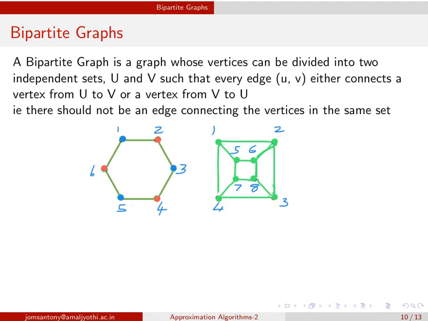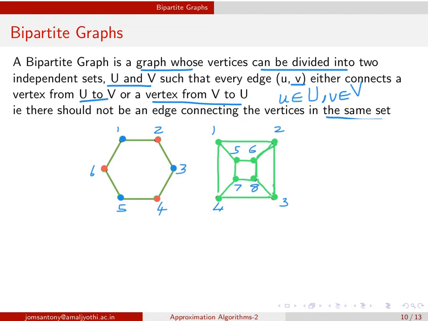Now, before moving into the approximation algorithm, we should also have knowledge about bipartite graphs. A bipartite graph is a graph whose vertices can be divided into two independent sets U and V, such that every edge (u, v), where small u belongs to capital U and small v belongs to capital V, either connects a vertex from U to V or a vertex from V to U. It means that there should not be an edge connecting the vertices in the same set. The graphs shown here are examples of bipartite graphs.